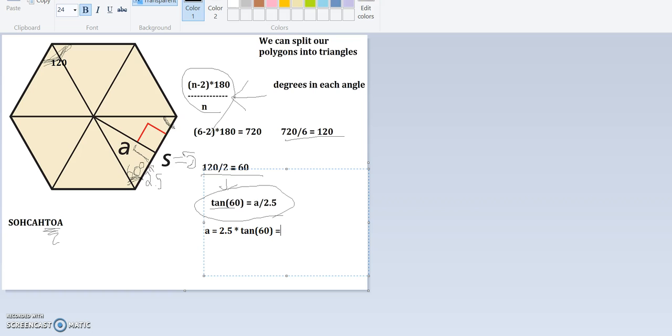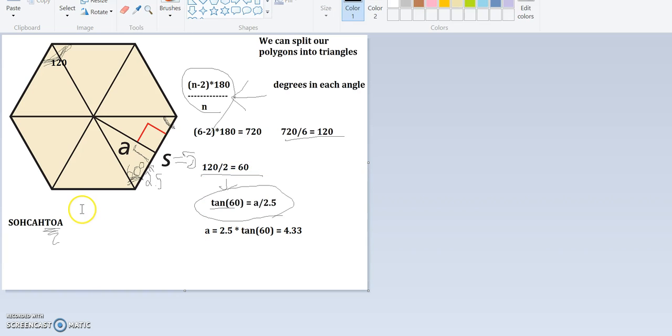When you do that, you get that the apothem here is roughly 4.33. Again, all I did was type in 2.5 times the tangent of 60.